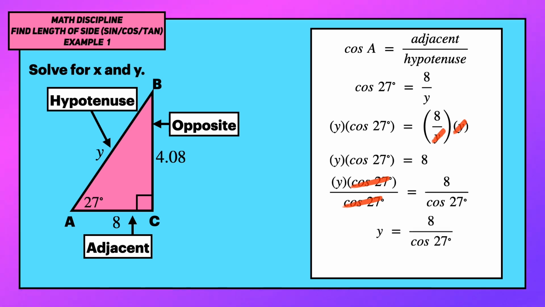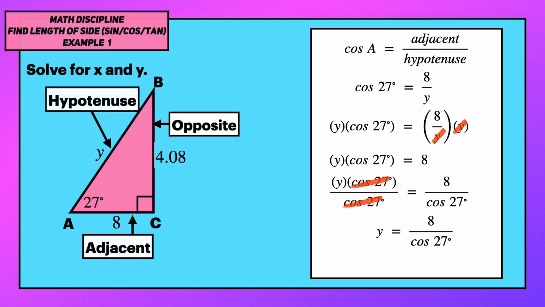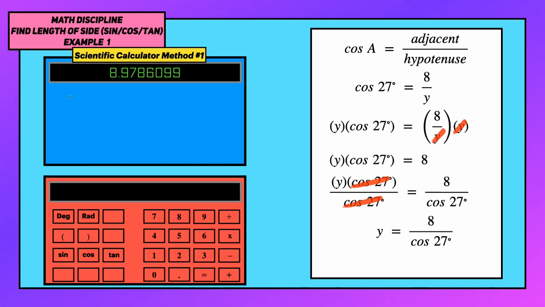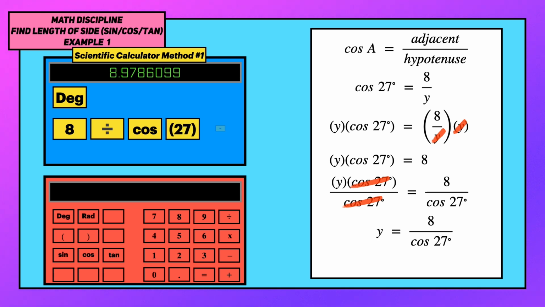Now that we have our y variable isolated, we can go to our calculators to compute this final part. Method number 1. Make sure your calculator is in degree mode. Enter 8 divided by cosine 27. You may need to close the parentheses. Now press equals. Your answer should be approximately 8.98. I'll repeat the steps. In degree mode, press 8 divided by cosine 27 equals.